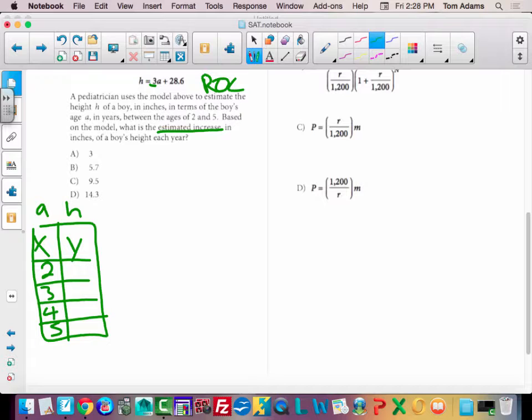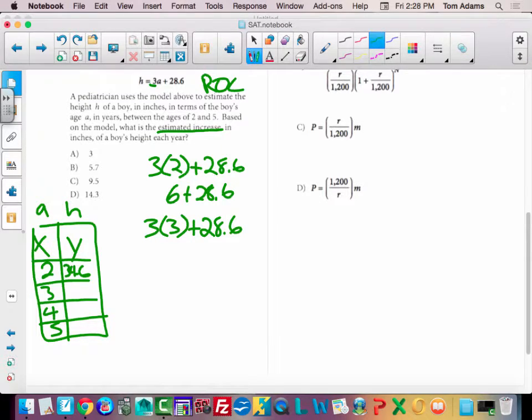because his height depends on his age. So if I plug 2 into this equation, I get 3 times 2 plus 28.6. So I get 6 plus 28.6. What's that, 34.6? All right, 34.6. And then for the next one, if I say 3 times 3 plus 28.6, I get 9 plus 28.6. And so 9 plus 28.6, what's that? 37.6.